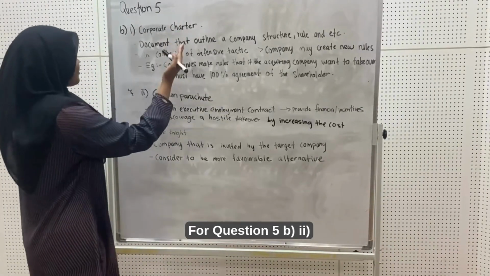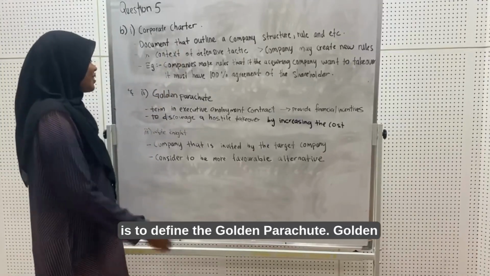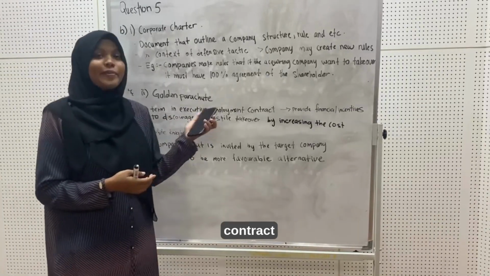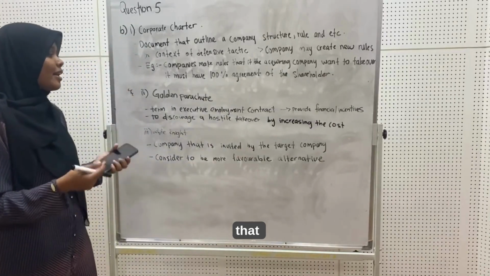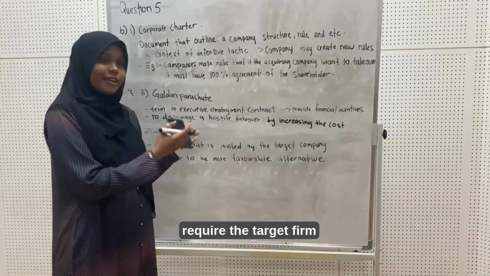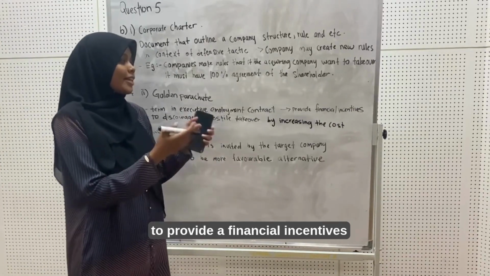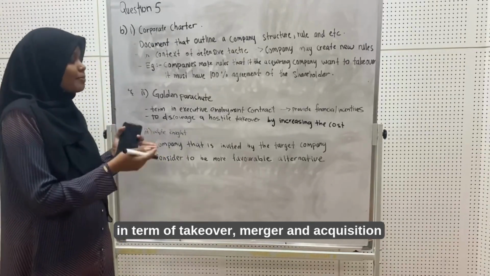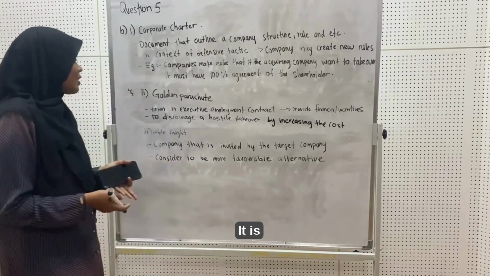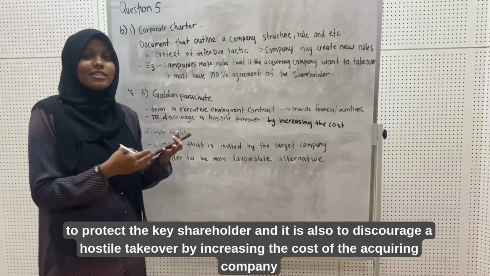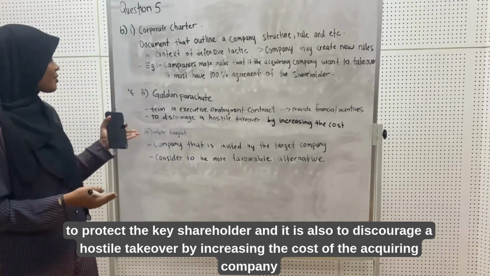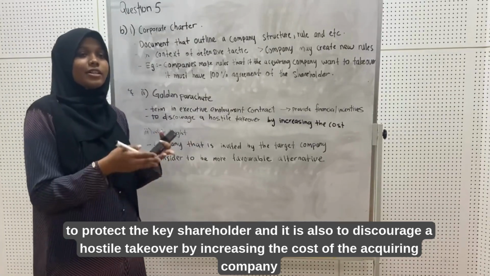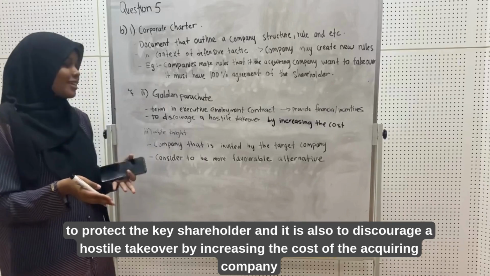For question 5b, Roman 2, is to define the golden parachute. Golden parachute is a term in an executive employment contract that requires the target firm to provide a financial incentive to the key shareholder in terms of takeover, merger, and acquisition. It is to protect the key shareholder, and it is also to discourage a wholesale takeover by increasing the cost of acquiring the company.